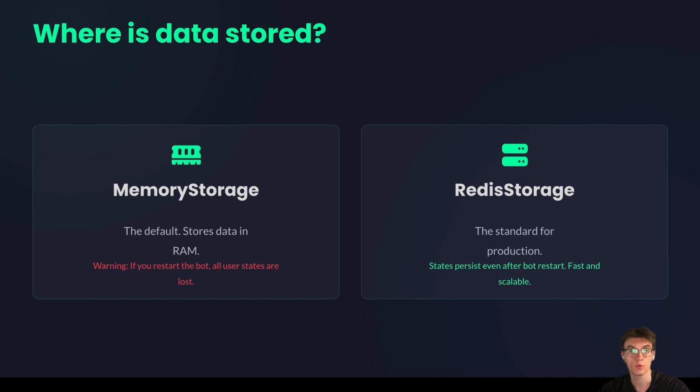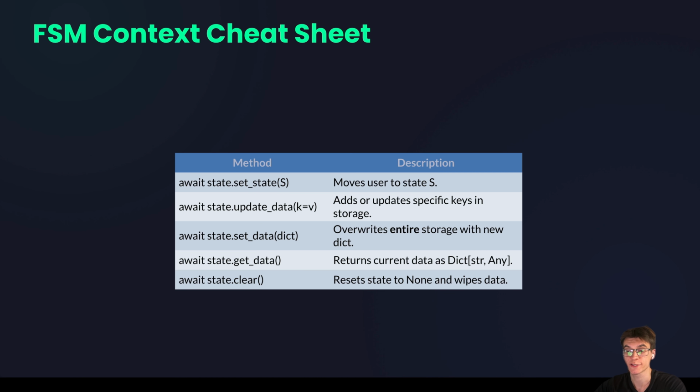In simple flows, it would be more than sufficient to use a simple memory storage. But if you have a more complex setup or user settings or configuration files, you should rely on more persistent storage mechanisms such as Redis storage. So here's just a quick summary of the methods that we have associated with our finite state machine. We have set state, which sets a specific state to the user, update data, set data, get data, or clear the state.